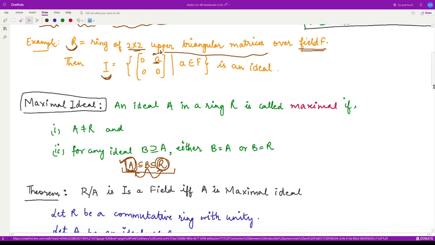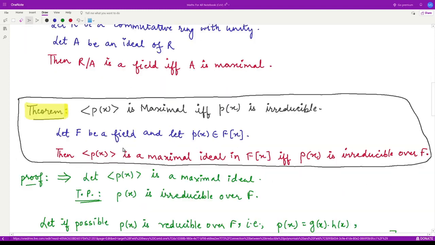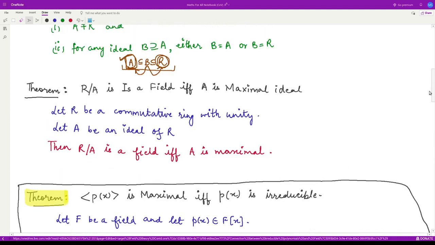Moreover, there is a result that the quotient ring R by A, where R is the ring and A is the ideal, is a field if and only if the given ideal A is the maximal ideal. So if R is a commutative ring, this is important, with unity, that means in this case the ring also has the property of commutativity and it also has unit elements within it.